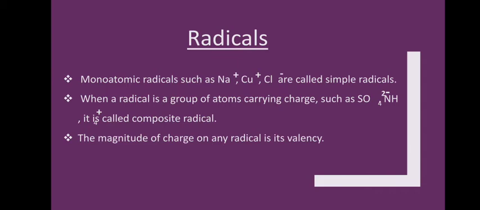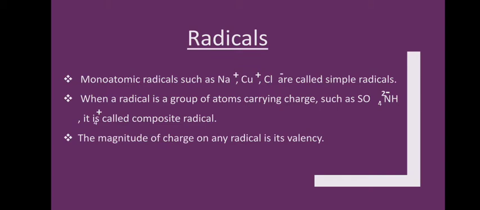Now here mono means one. When we say monoatomic, it means these radicals comprise only one atom. For example, sodium ion, copper ion, chloride ion, like that. They are called simple radicals because they are made up of just one atom.